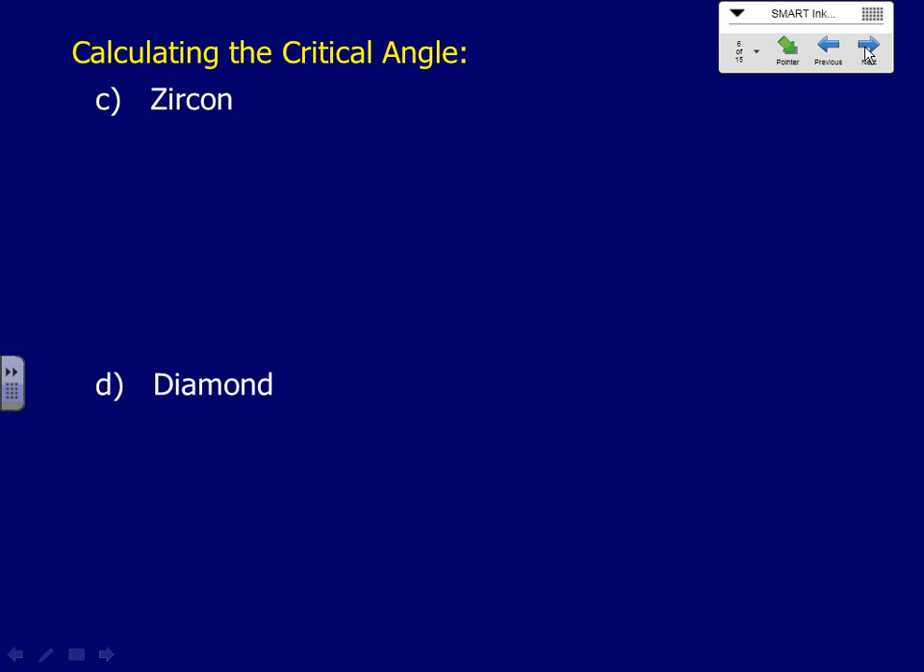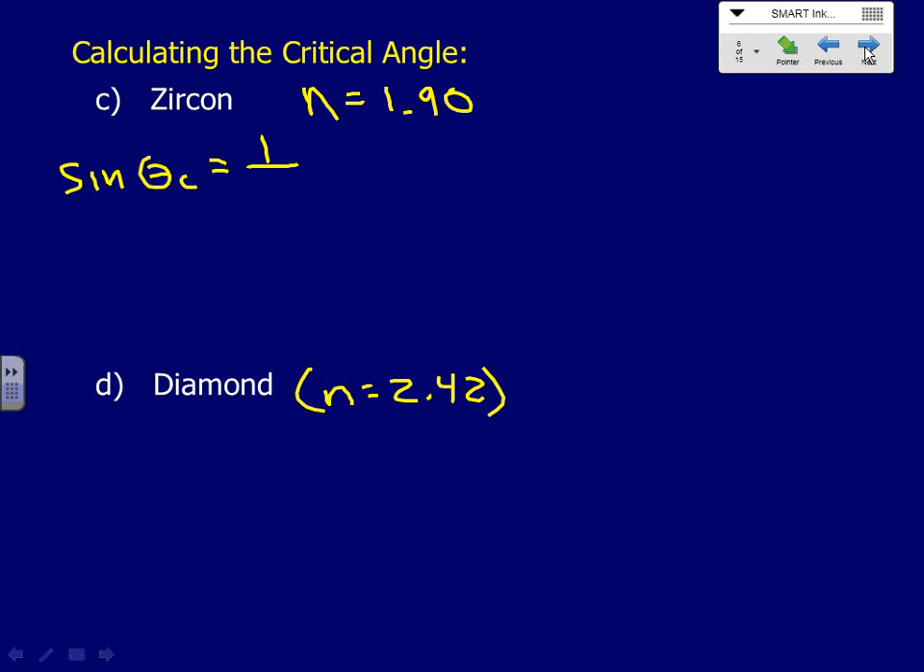Zircon and diamond, you don't have to write calculating the critical angle. We're just doing C and D. Does anybody remember the n for zircon? What did I say? 1.90, I think. 1.90. And diamond n is 2.42, right? And you're all good at your math. I'll just take the theta c when you're done doing all your steps.